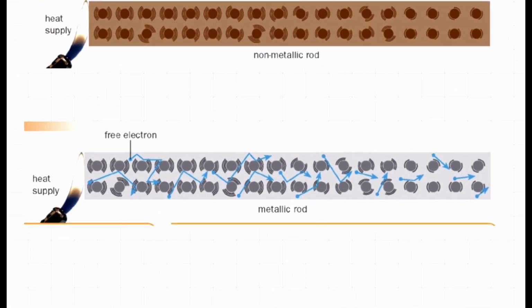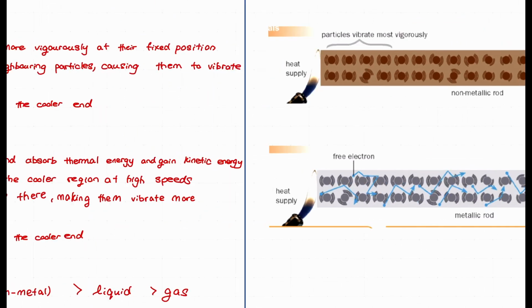So going back to our diagram, as the electrons are heated up, they actually try and move towards the end. Of course, some of them won't make it. But you can see overall, there's a net movement towards the cooler side, causing the particles at the cooler side to actually heat up.